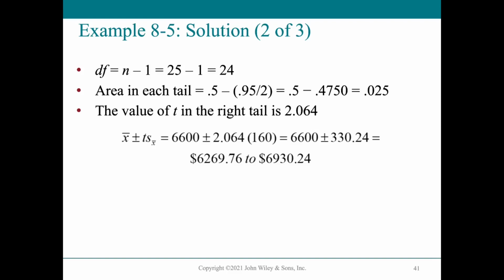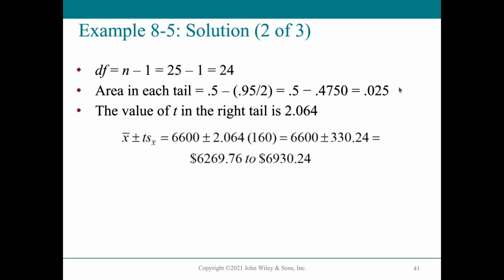So that is 1 minus alpha. Our alpha is 0.05 because 0.95 is 1 minus alpha. So we have 1 minus 0.95 is 0.05. Divided by 2, we get 0.025. And that is the area beneath the tail.